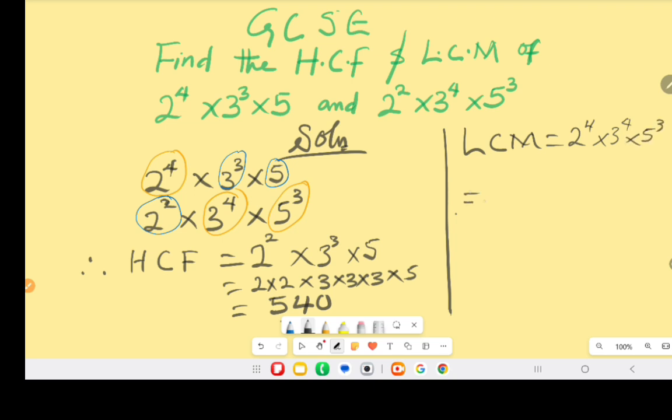Then when we multiply out, we have 2 times 2 in 4 places, times 3 in 4 places, and times 5 in 3 places. And when we multiply this, we are going to have 162,000.